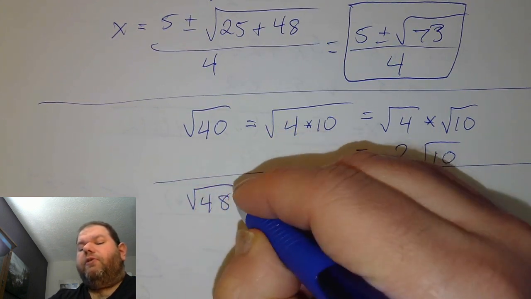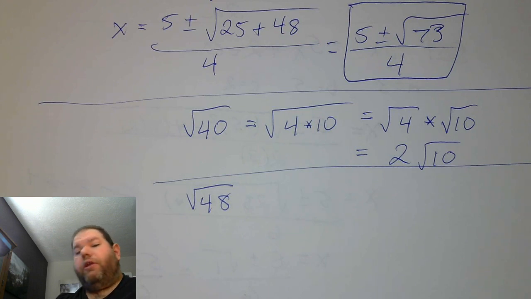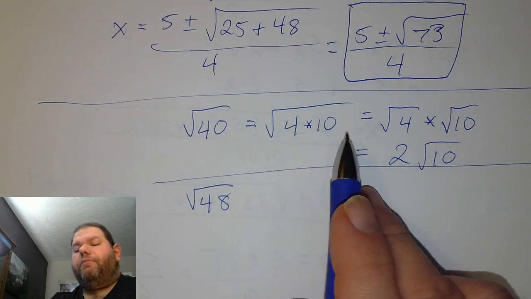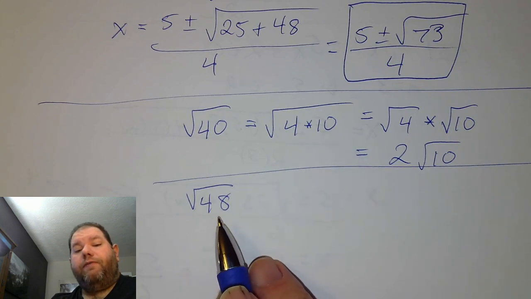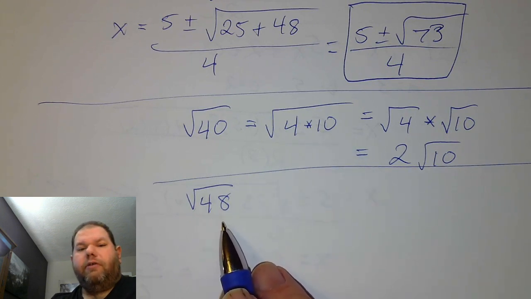Now, this one's a little bit more difficult, but the square root of 48. When we split that up into a product, what's the largest perfect square we can take out of 48?